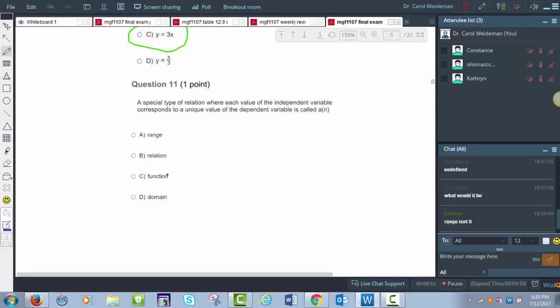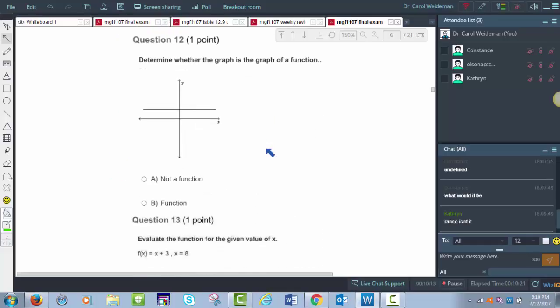No, this is a function. Okay, the range are the values that y takes, and the domain are the values for x. The function is the relation, and it's a special one. Remember, we're going to do a vertical line test in a minute. When it's a function, for every independent x, there's only one dependent y, and that's a function.